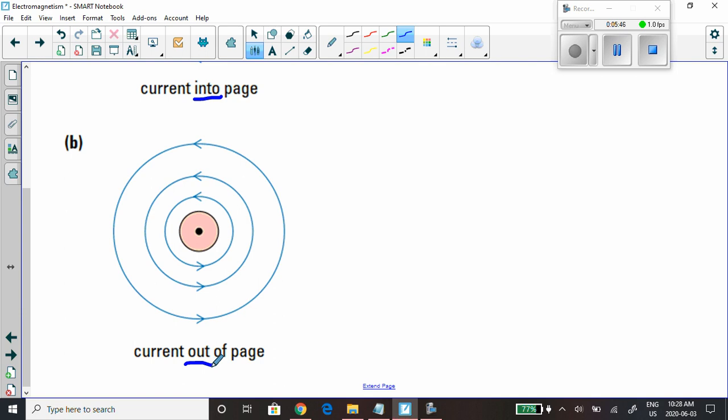And now look at your fingertips curling, right? They curl in the other direction. This would be counterclockwise curling or direction. All right?